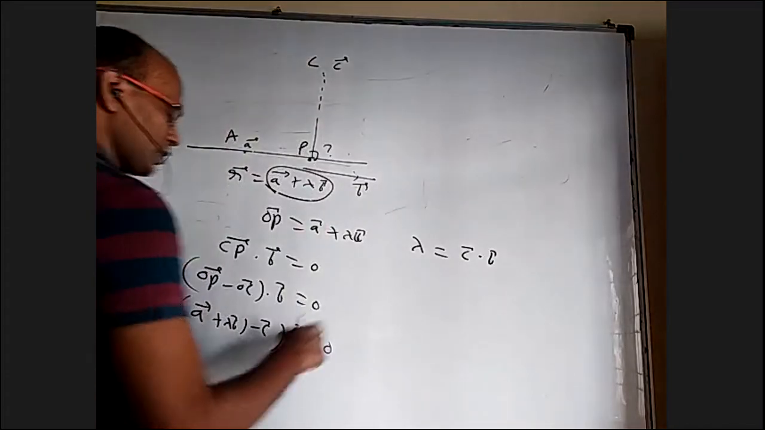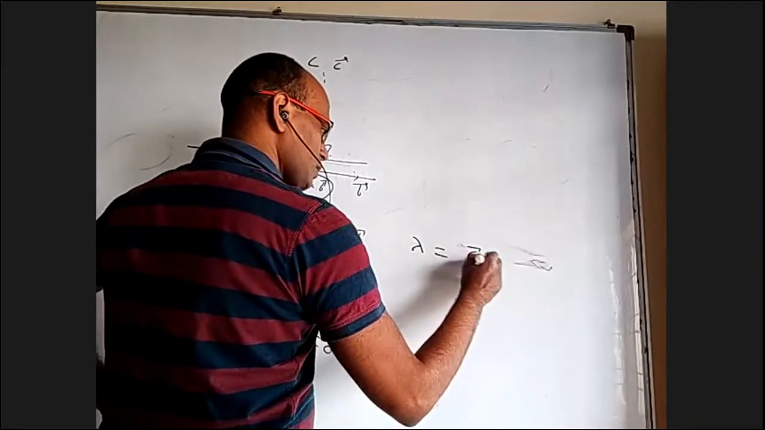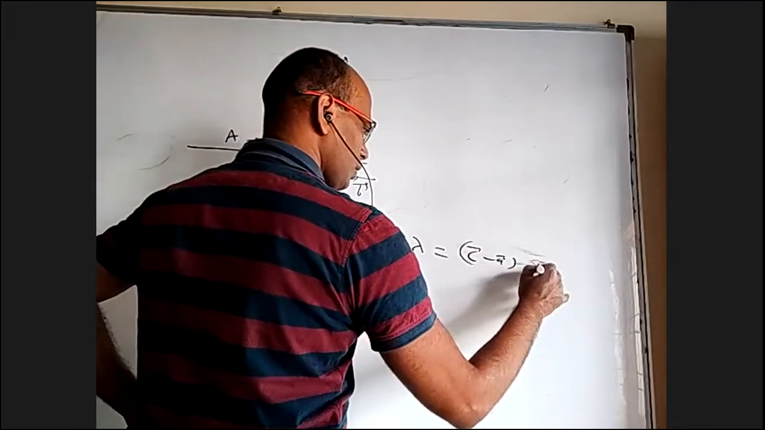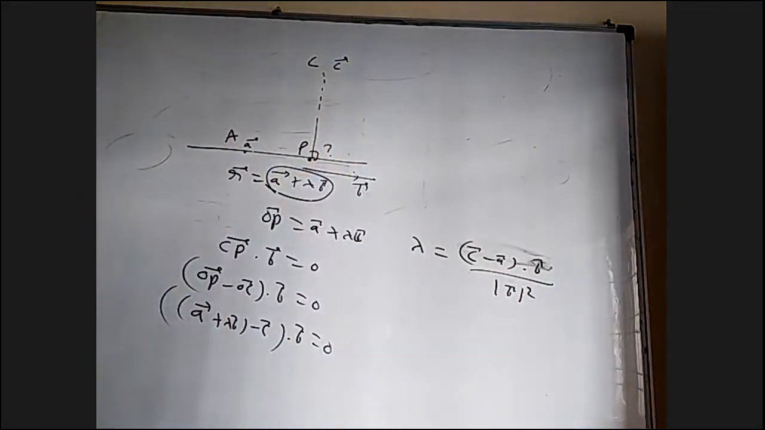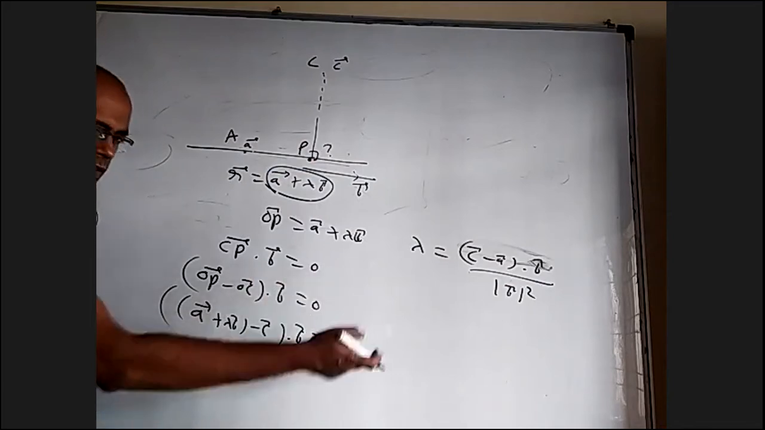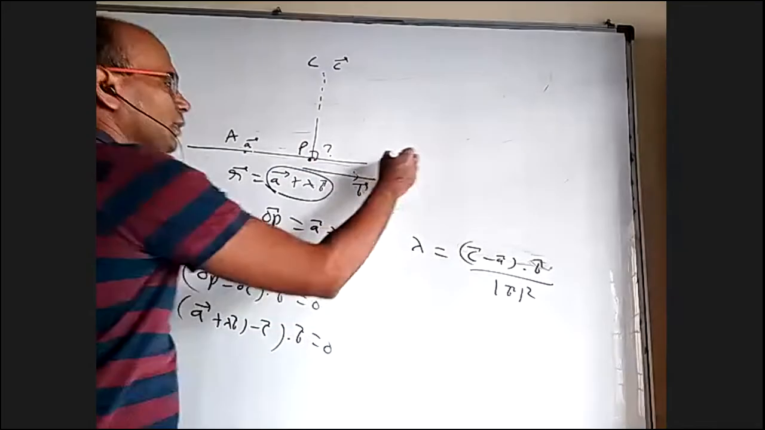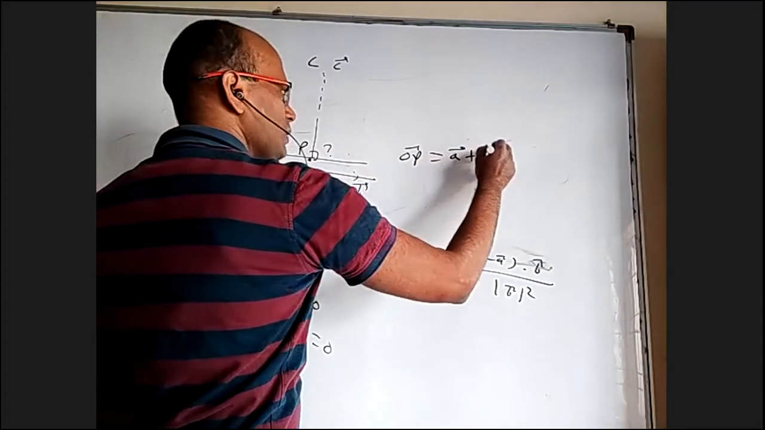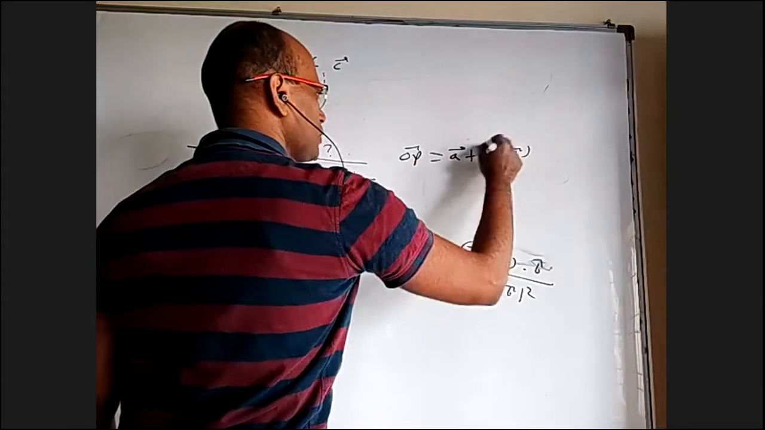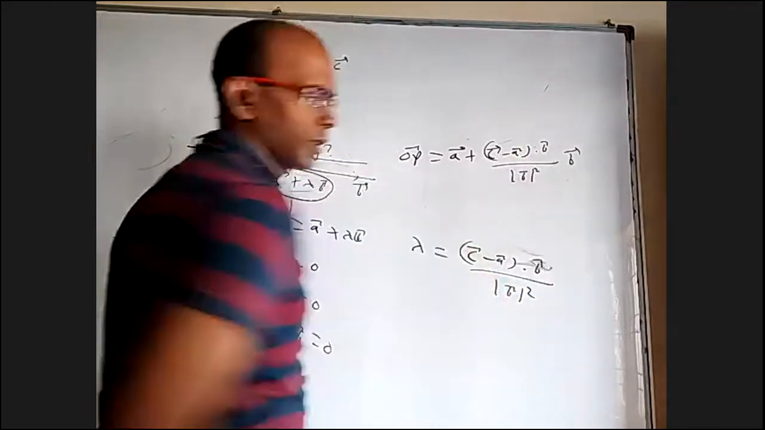This is A dot B, so minus A dot B. C minus A dot B, I can write it. C bar minus A bar dot B bar by mod B bar square. Okay. This and this is A minus C, goes that side, C minus A dot B, and B dot B is mod B bar square. Put that back here. You will get your OP bar as A bar plus C minus A dot B by mod B bar square into B bar.